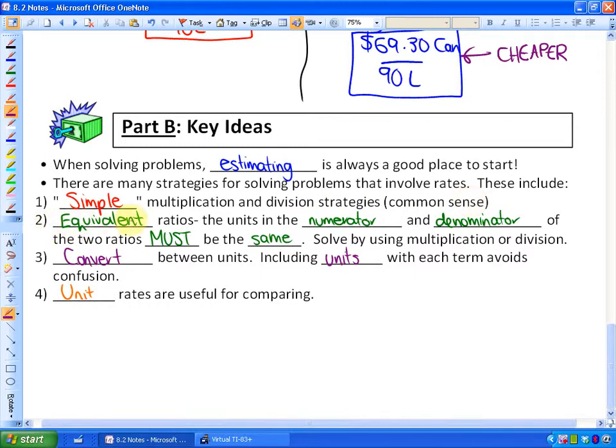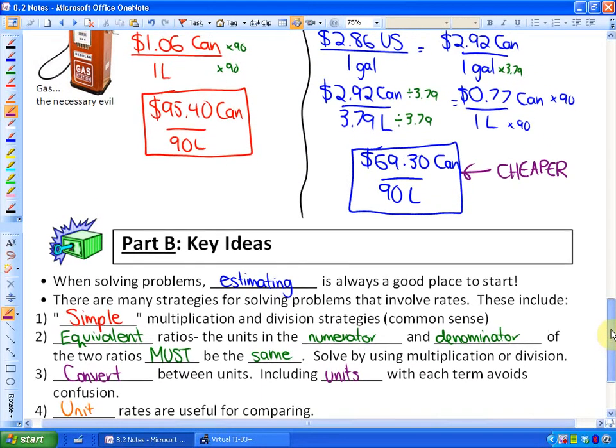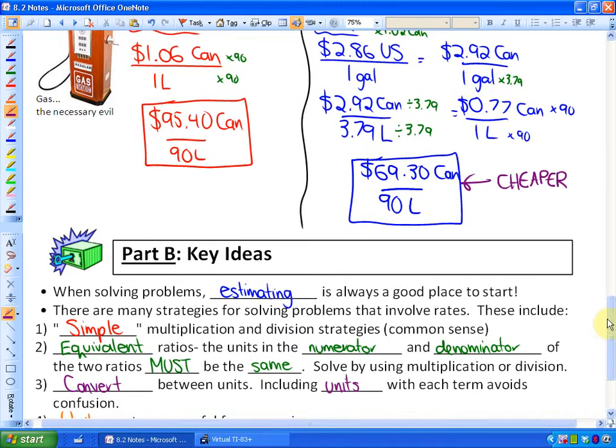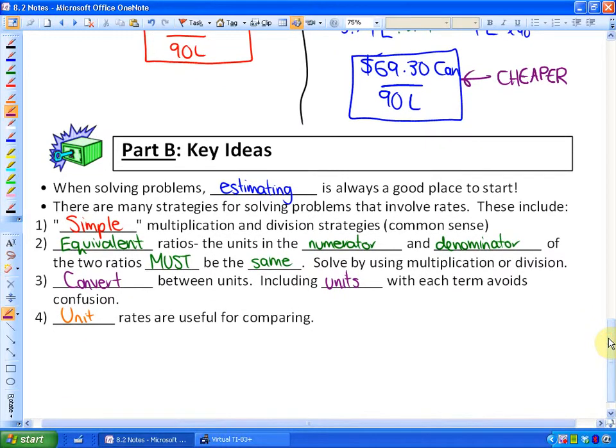So in some cases you just know the route to go and you can go there. Another method is equivalent ratios. So if you want to compare two things, the units in the numerator and denominator must be the same. If they're not, they'll have to be made the same, and you'll solve by using multiplication or division, so maybe comparing unit rates. Thirdly, sometimes you're going to have to convert between units. So like I did in the last problem, I had to convert between American and Canadian money and gallons and liters. So you may have to convert to make them similar types of units. And then including units with each term avoids confusion. And finally, a common comparison method is to use unit rates, because unit rates are useful for comparing.